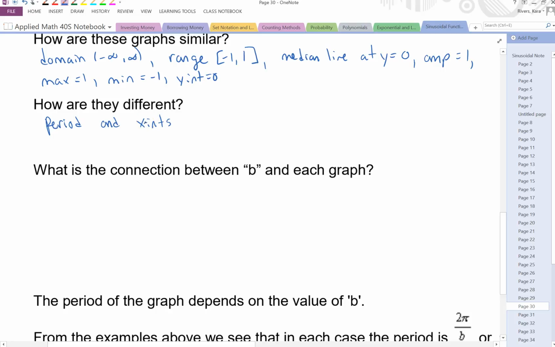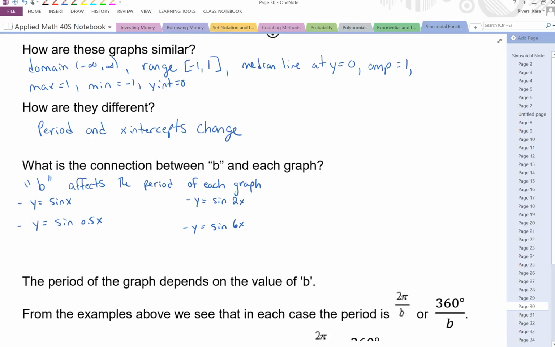Alright, so our x-intercepts and our period have changed. What is the connection between b and each graph? Well, b affects the period of the graph. We can write that down.